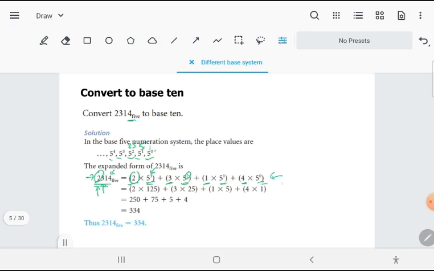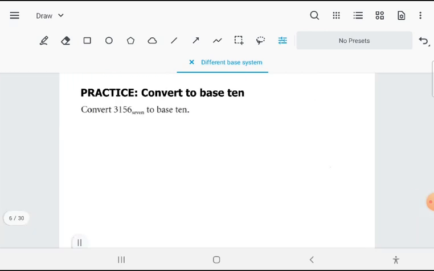Now, after that, you will evaluate the powers. So, base 5 raised to 0 is 1. 5 raised to 1 is 5. 5 raised to 2 is 25. And 5 raised to 3 is 125. After you evaluate the powers, you just multiply with the digits. So, 4 times 1 is 4. 1 times 5 is 5. 3 times 25 is 75, and so on. You get the sum of this, and that would be 334. That means 2314 of base 5 is equal to 334 of base 10.